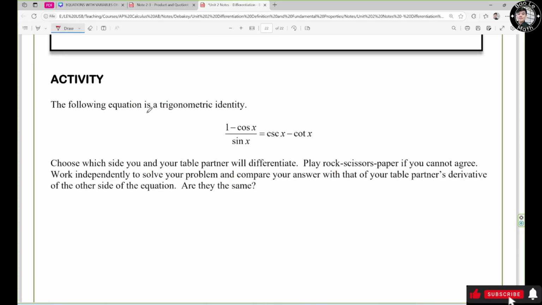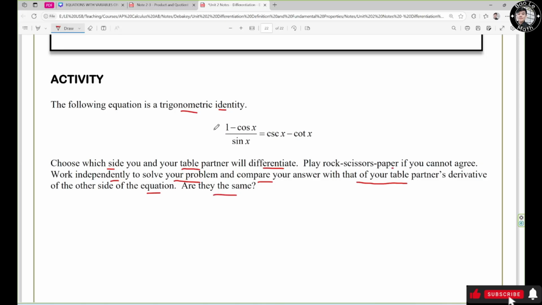Now, the following equation is a trig identity. You need to prove the left hand side equal to right hand side. Choose which side you and your table partner will differentiate. Play rock, scissors, paper if you cannot agree. Work independently to solve your problem and compare your answer with that of your table partner's derivative of the other side of the equation. Are they the same?